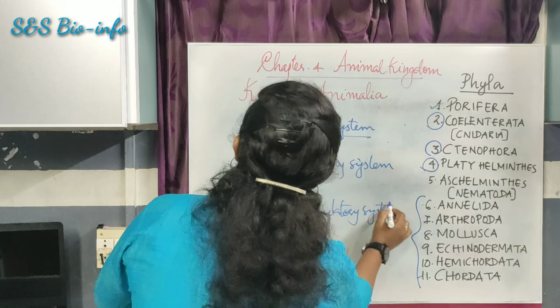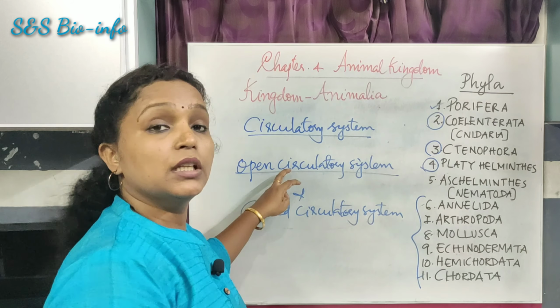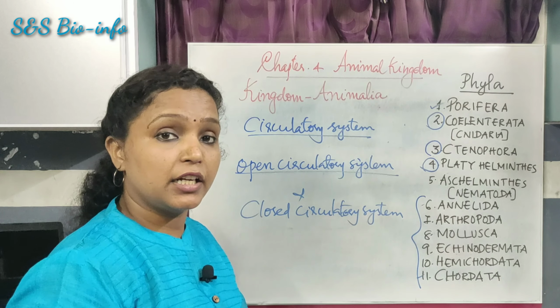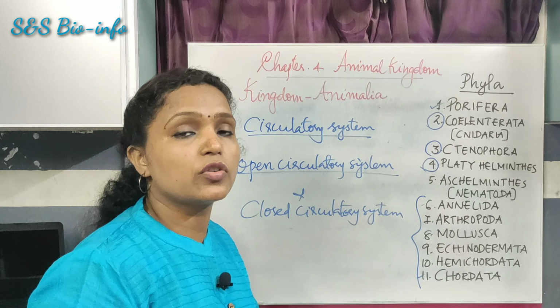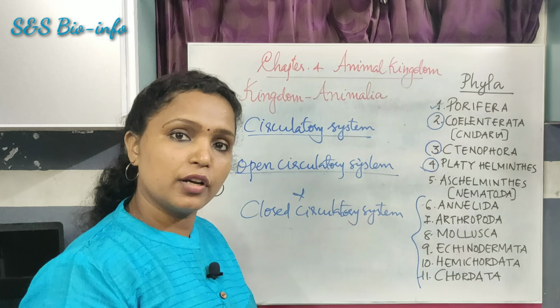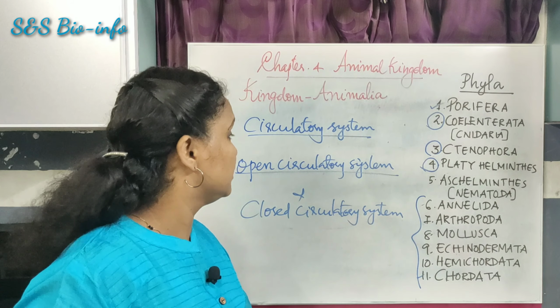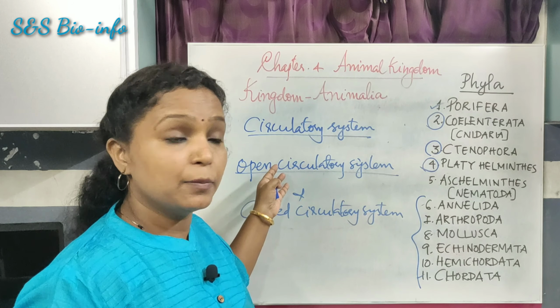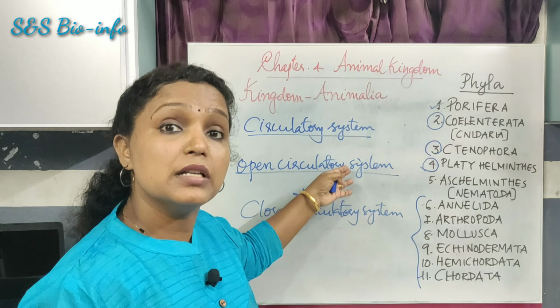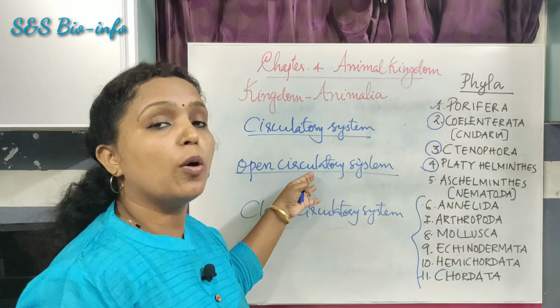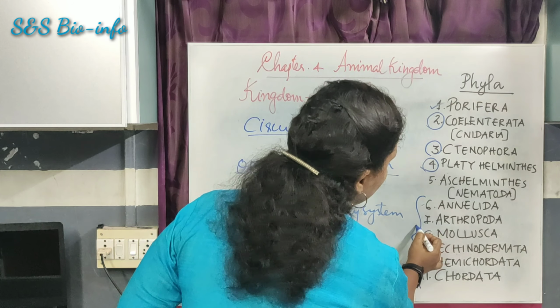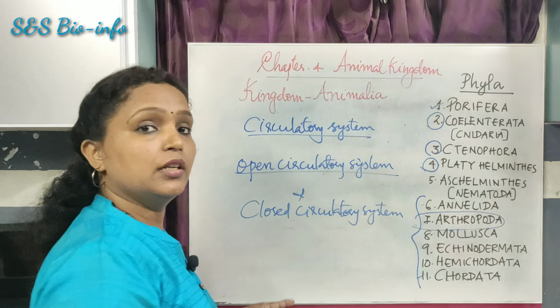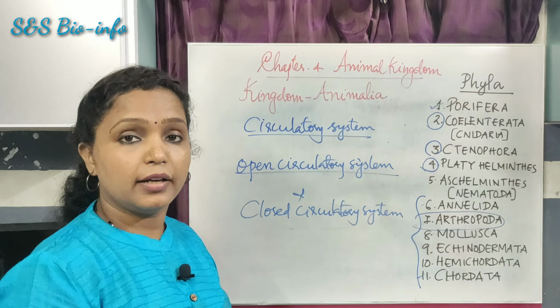Open circulatory system means that the blood is pumped directly to the body parts or tissues through open sinuses or channels. That means the visceral organs or internal organs are completely bathed in what? Blood. Such type of circulatory system is open circulatory system. It is commonly seen in insects, that is in the phylum what? Arthropoda. Got it?